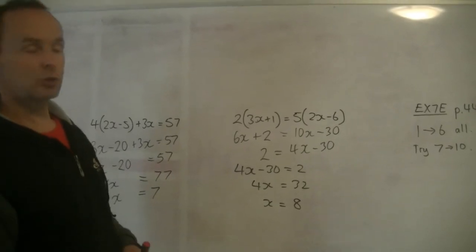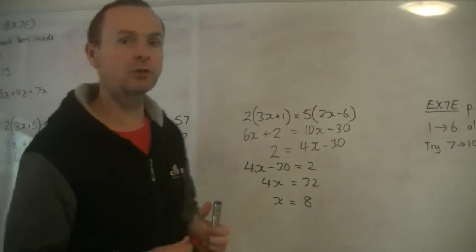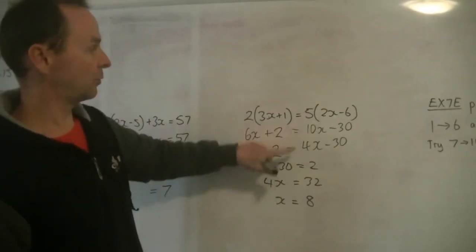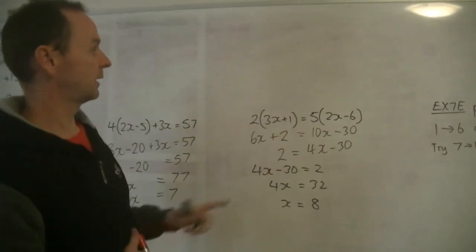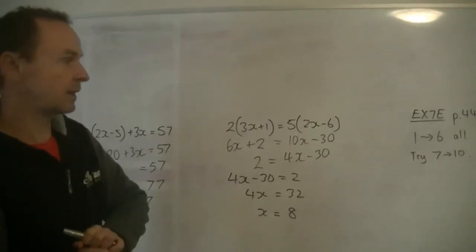Excellent. So what you should be able to do is expand brackets. It's called the distributive law. You don't need to know that word. And then all the skills from the previous few lessons. So x is on both sides, get rid of the lowest value of x, and then you know how to solve the rest of the equation.